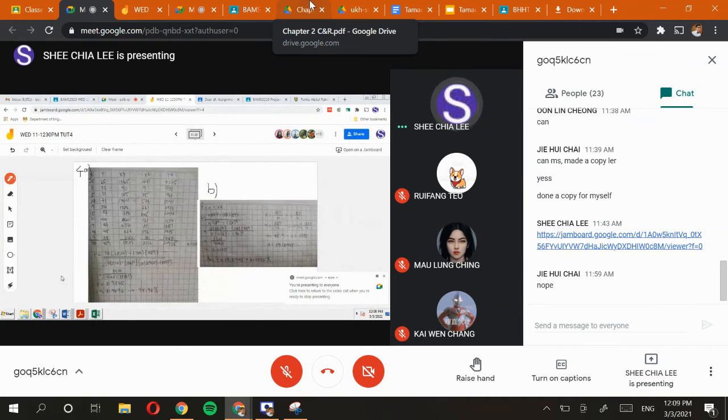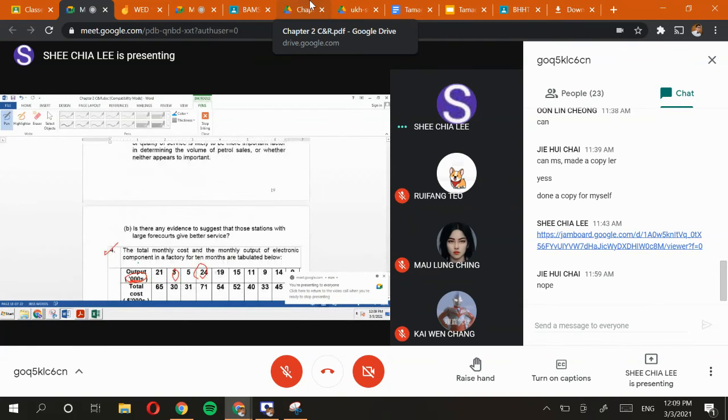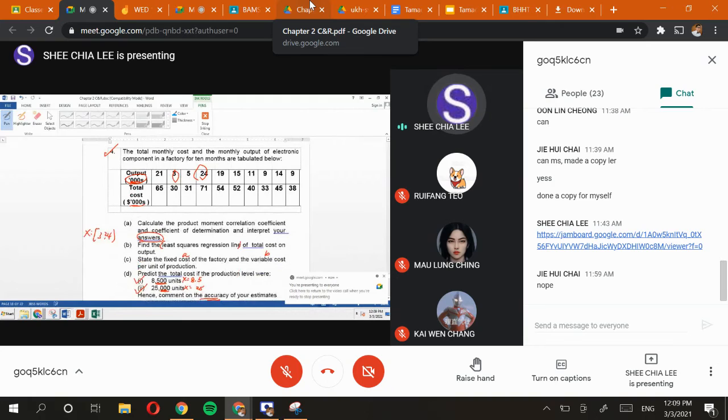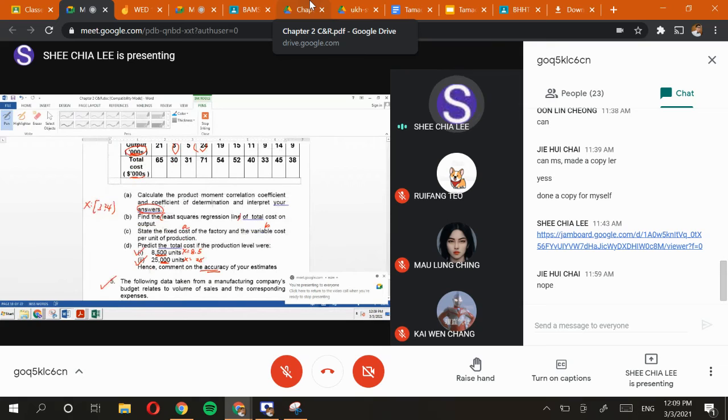Question 4. Output and the total cost, X and Y. Calculate the product moment correlation coefficient and also the coefficient of determination, and interpret your answer. Find the least squares regression line of total cost on output. You need Y equals A plus BX. For C, you find the fixed cost, which is your A, and the variable cost, which is your B. And for D, predict the total cost if the production level were 8,500 units and 25,000 units.